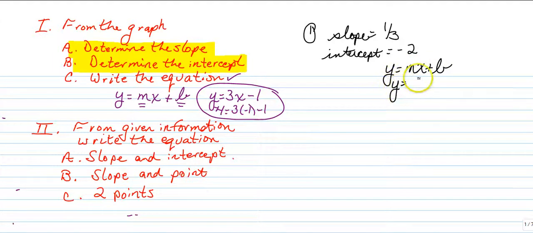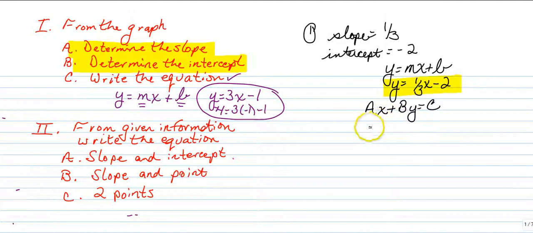So for m, we put in the slope of 1/3, and for b, you put in -2. And there's the equation of the line. Now sometimes the equations of lines are written in different forms. Another form called standard form is ax plus by equals c. So you would just take the equation we came up with and rearrange things a little bit.